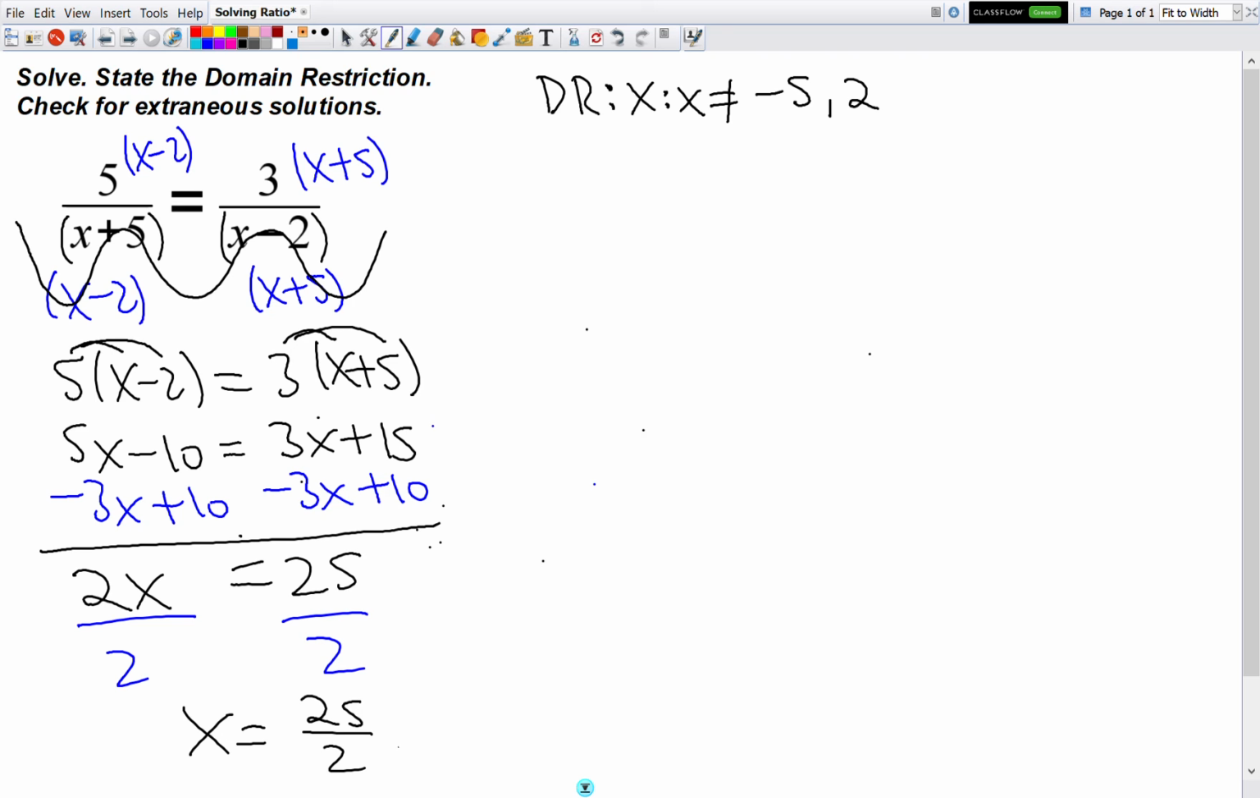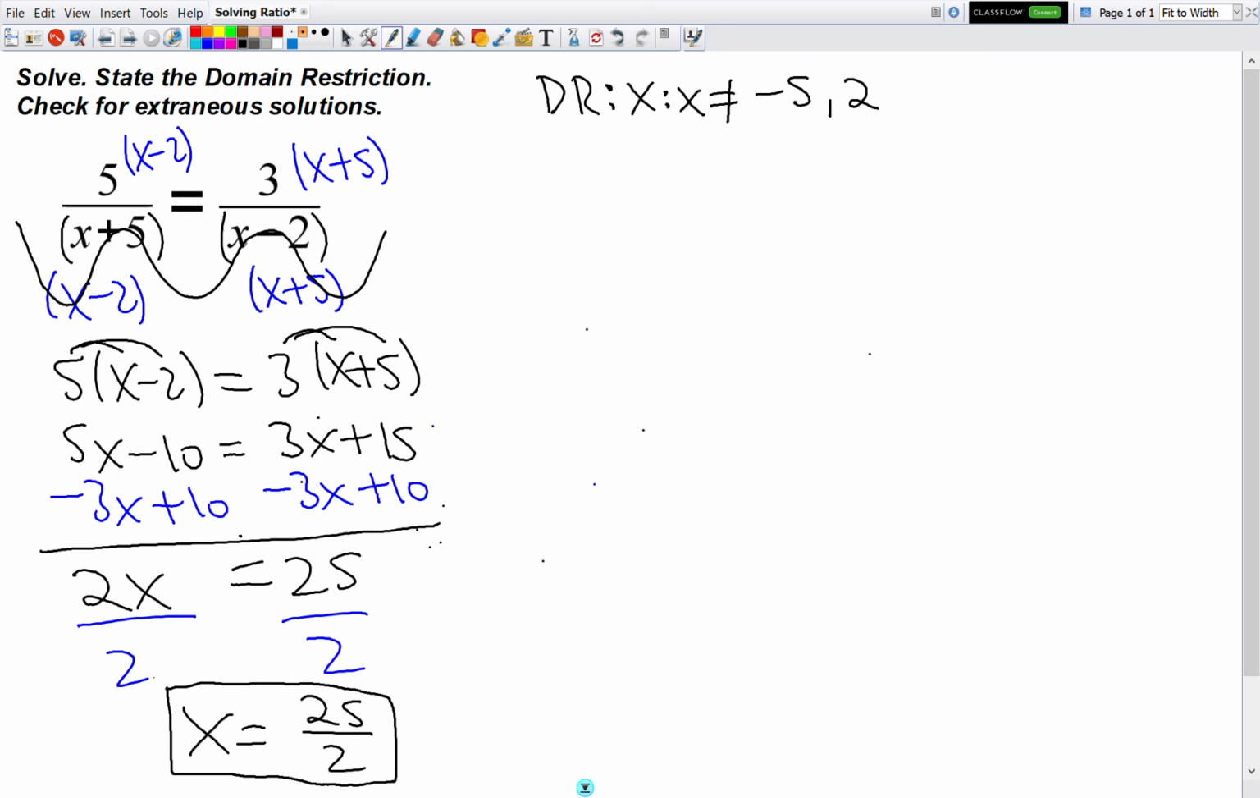In the instructions it says check for extraneous solutions. Here's how you check for extraneous solutions. It's real simple. You walk over to the answer, x equals 25 over 2, and you ask him a simple question: are you a negative 5 or are you a 2? Is 25 over 2 known as a negative 5 in value or a 2 in value? If it's not a negative 5 or a 2, then its answer is good to go, because your domain restriction says you can have any number for x except which numbers? You have to stay away from negative 5 and you have to stay away from 2.